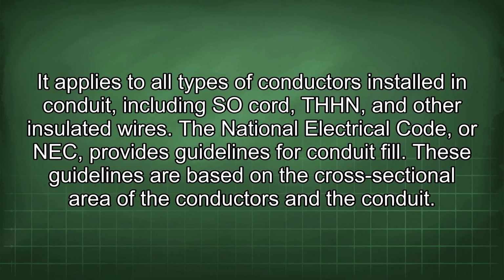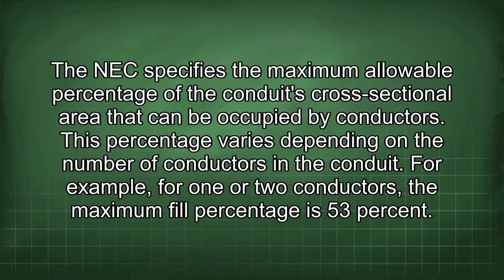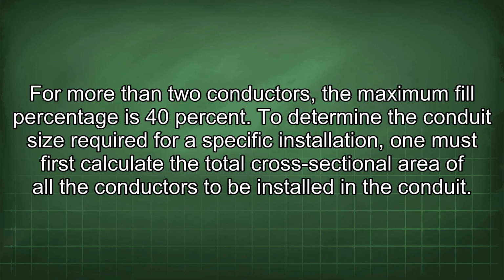It applies to all types of conductors installed in conduit, including so-called THHN and other insulated wires. The National Electrical Code, or NEC, provides guidelines for conduit fill. These guidelines are based on the cross-sectional area of the conductors and the conduit. The NEC specifies the maximum allowable percentage of the conduit's cross-sectional area that can be occupied by conductors. This percentage varies depending on the number of conductors in the conduit. For example, for 1 or 2 conductors, the maximum fill percentage is 53%. For more than 2 conductors, the maximum fill percentage is 40%.